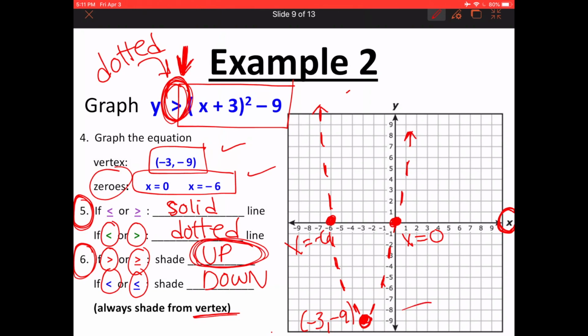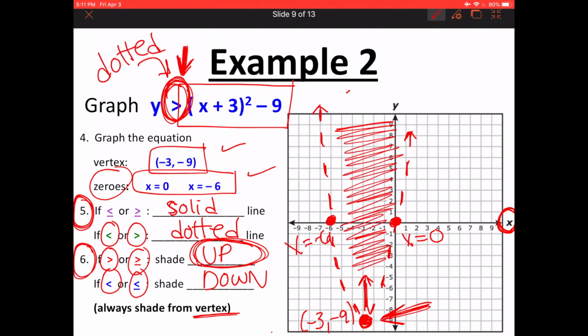So I go to my vertex. Here's my vertex at negative 3, negative 9. And from my vertex, I shade up. So I would shade everything here inside of that parabola. So there is my final answer. Okay, guys, your answer is a graph. Your answer is not going to be x equals something. All right? So there is our answer with our graph.